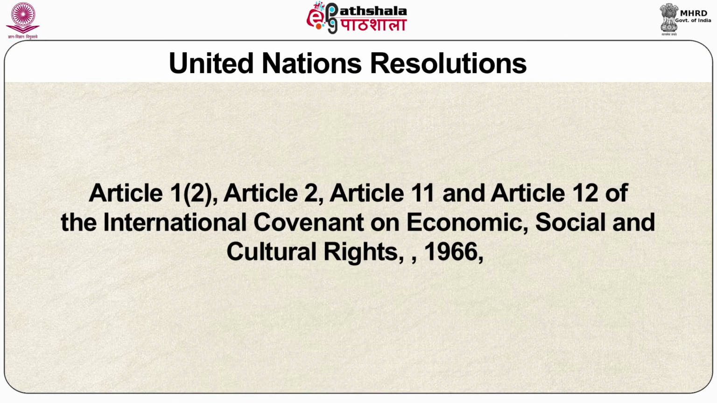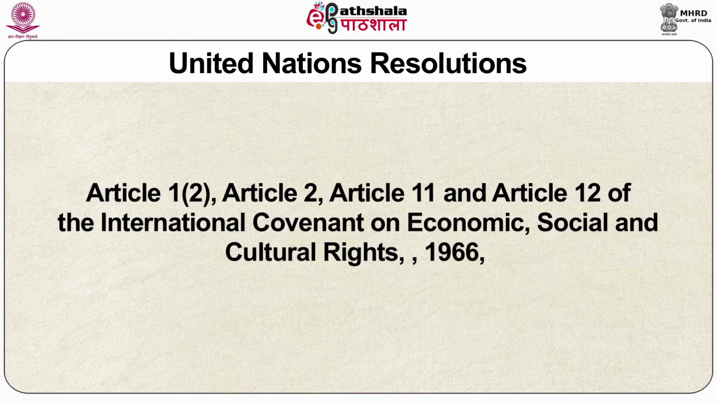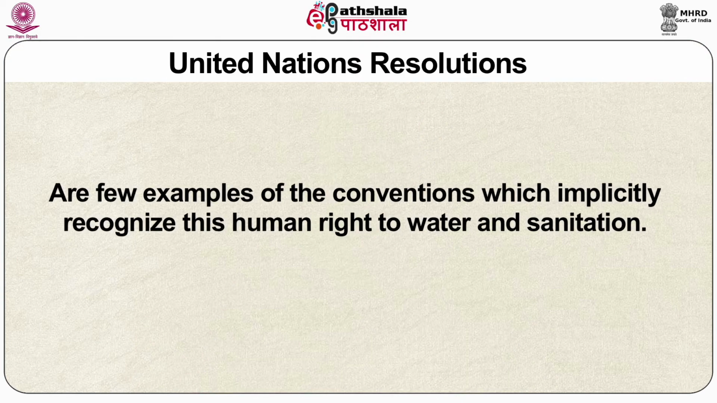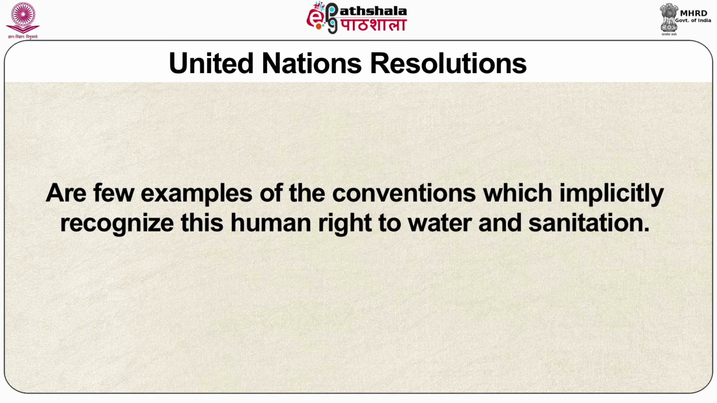Article 2 Clause 1, Article 6 Clause 1 and Article 26 of the International Covenant on Civil and Political Rights of the year 1966, Article 1 Clause 2, Article 2, Article 11, Article 12 of the International Covenant on Economic, Social and Cultural Rights 1966, Article 2 and Article 5 of the International Convention on the Elimination of All Forms of Racial Discrimination 1965 are a few examples of the conventions which implicitly recognize the human right to water and sanitation.